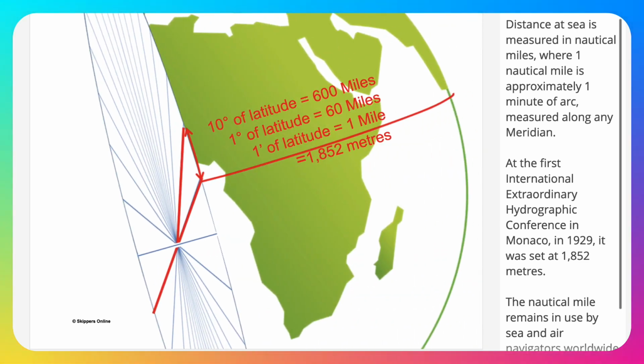Distance at sea is measured in nautical miles, where 1 nautical mile is approximately 1 minute of arc, measured along any meridian. At the first International Extraordinary Hydrographic Conference in Monaco in 1929, it was set at 1,852 meters. The nautical mile remains in use by sea and air navigators worldwide as opposed to, for example, kilometers, because of its convenience when working with charts.